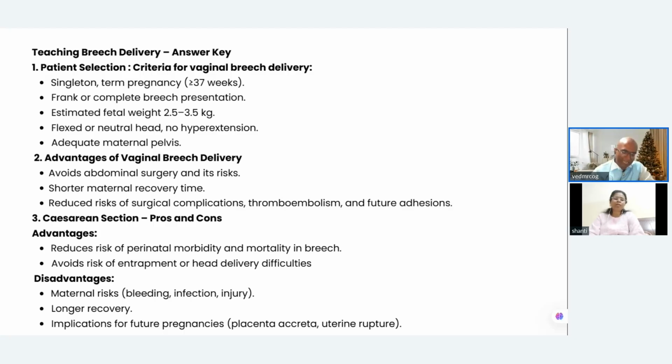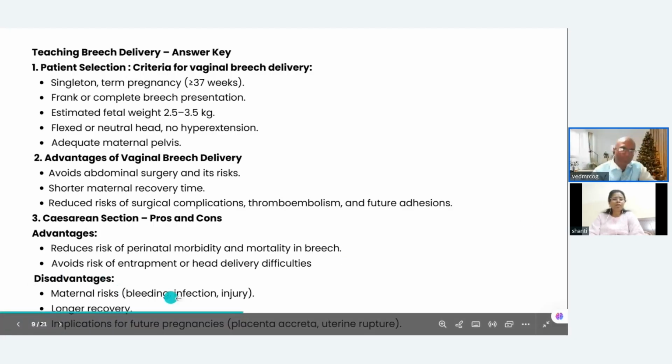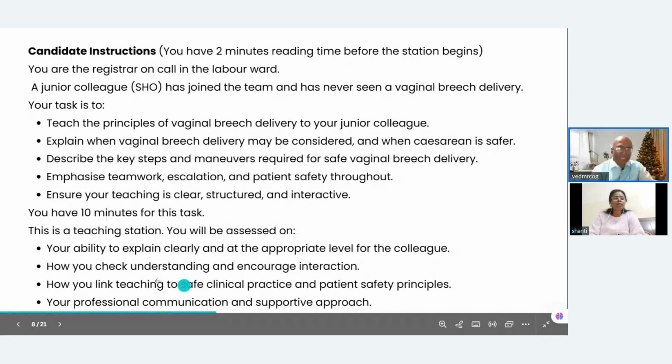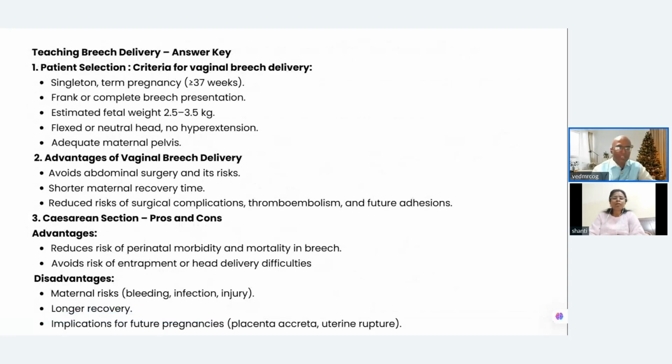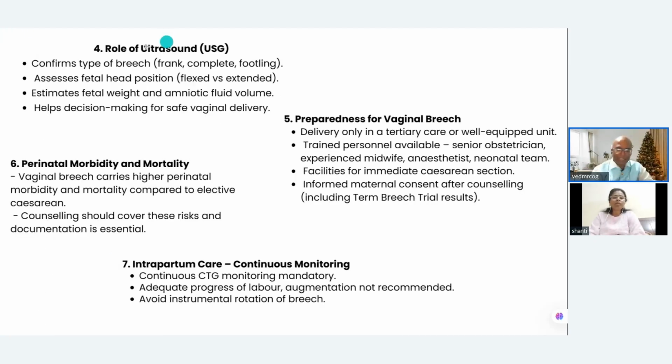Then disadvantages are maternal risk like bleeding, infection, injury, longer time for the recovery, and implications for future pregnancies like chances of placenta previa, uterine rupture, etc. Because it is an elective cesarean section. Then what is the role of ultrasound that we should mention? Confirm the type of breech, assess the fetal head position, whether it is flexed or extended, estimate the fetal weight and amniotic fluid volume, helps decision making. So ultrasound we have to speak.